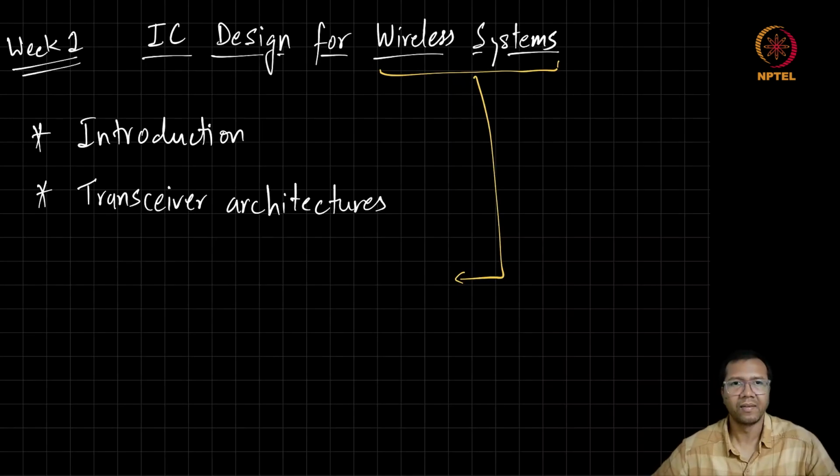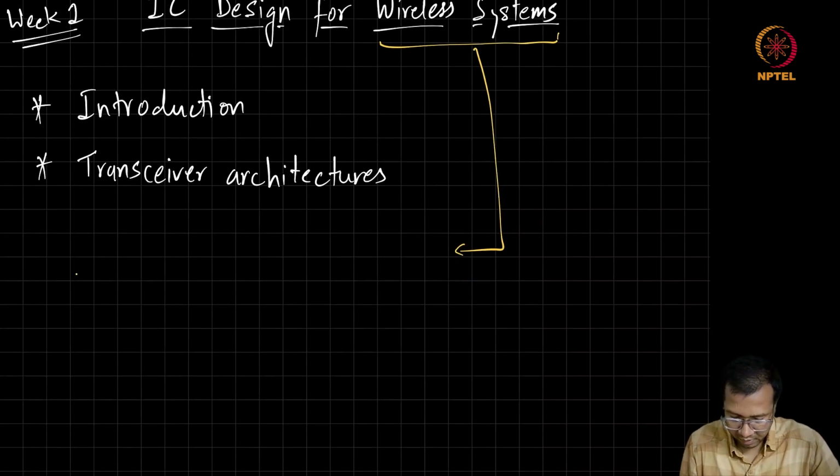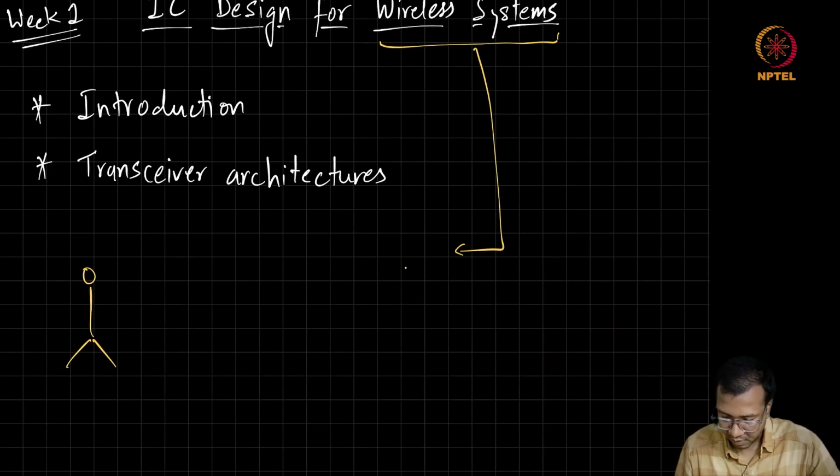Wireless system means, for example, let's say there are two people who want to communicate, and while they are trying to communicate, there is no wired or tethered connection between them. It is a very practical situation. You don't expect that wherever you go, there will be a wired connection between you and another person whom you want to communicate with.